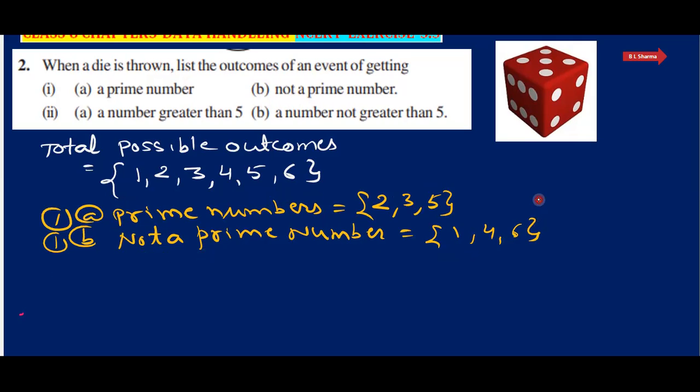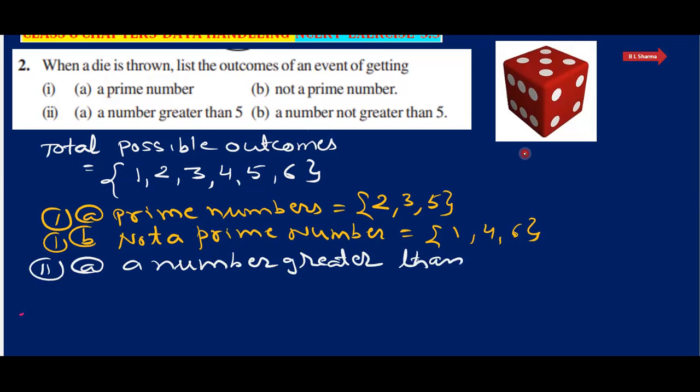And second, A part, a number greater than 5. So we can write a number greater than 5, and that is only 1, and this is 6. केवल एक ही नंबर है. This number 6 is greater than 5.